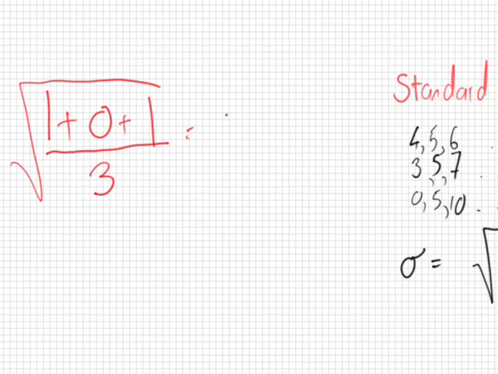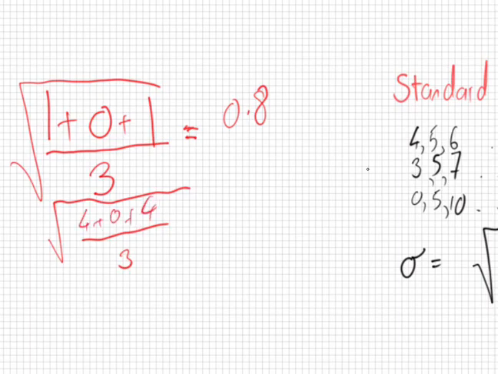And the answer here, can someone type in square root 2 over 3? What's that going to be, about 0.8? What is it? 0.8. Okay, for the second one, it would be square root over 3 again, and the top is 4 plus 0 plus 4, because it's 5 minus 3, which is 2, squared, which is 4. 5 minus 5, which is 0, squared, which is 0. And 5 minus 7, which is minus 2, squared, again 4. So that would be square root 8 over 3.